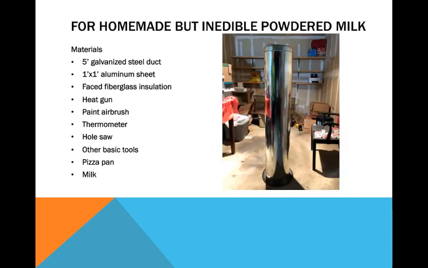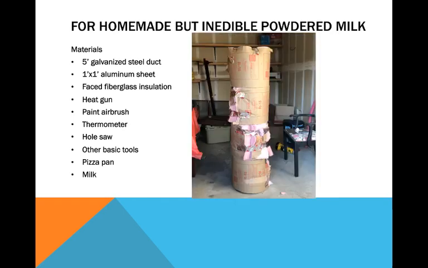This is an image of the 5-foot-tall galvanized steel duct used as the chamber for spray drying. Other materials used included a 1-foot by 1-foot aluminum sheet used as the cap at the top of the duct. The duct was covered in faced fiberglass insulation as seen in this picture for safety purposes as well as to conserve the heat energy given off by the relatively small flow rate of the hot air gun.